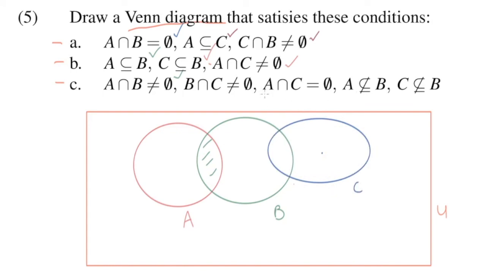Okay, so now let's do a little check. B intersects C is not empty. Yes, we got that right, because they have a little bit of overlap here. So that's good. A intersects C is empty. That's good because A and C, the red and the blue circles, don't touch each other. So their intersection is empty. That's good. A is not a subset of B. Yep, there's at least one element that's outside B but in A. So that's good. And C is not a subset of B. So yes, there's at least one element that's in C but not in B. So that's good too. Okay, so we are done.